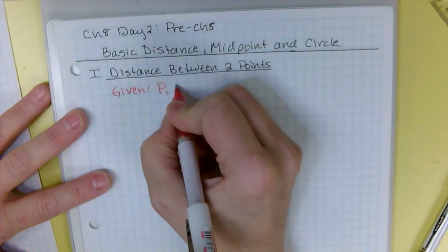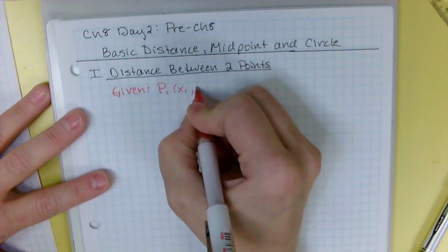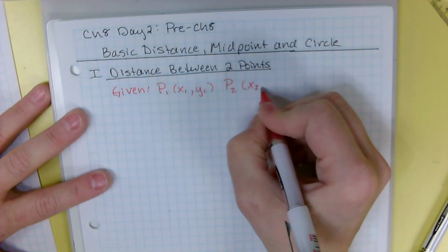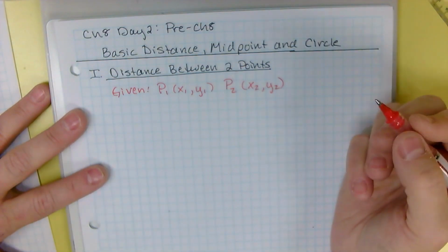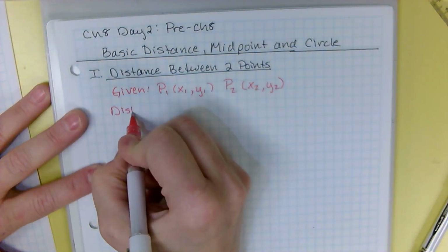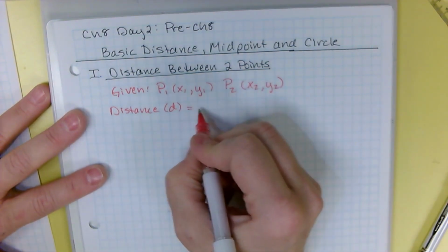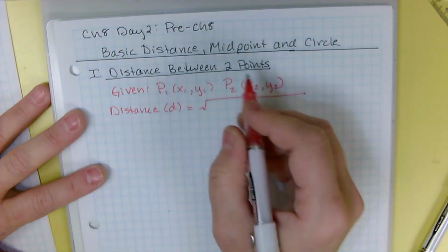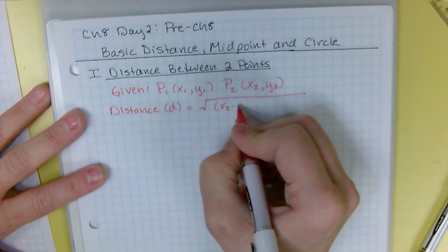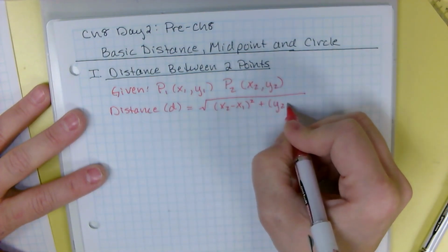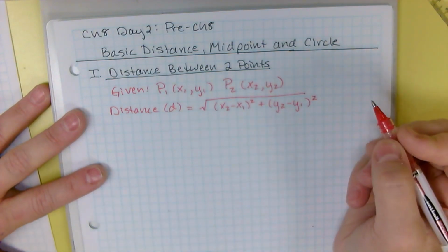We call them P sub 1, whose coordinates are x1, y1, and P sub 2, whose coordinates are x2, y2. The distance formula, which oftentimes is represented by a lowercase d, is a large square root of x sub 2 minus x sub 1 squared plus y sub 2 minus y sub 1 squared.